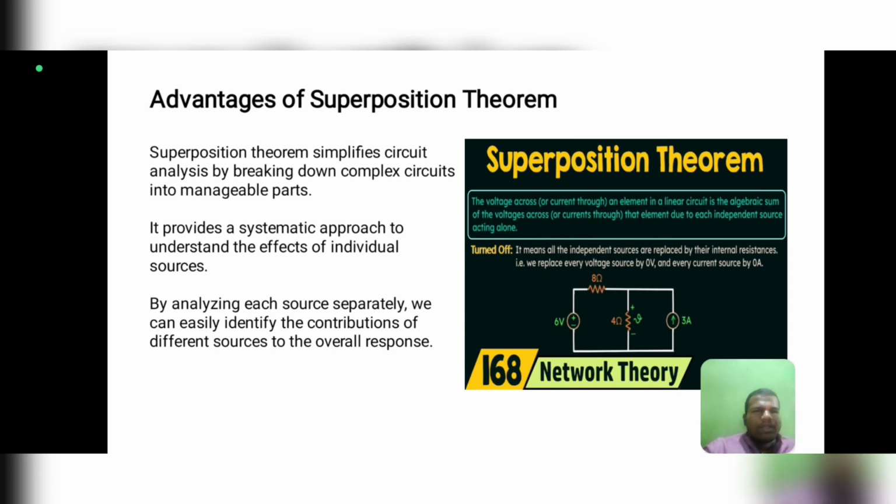Advantages of linear superposition theorem. Superposition theorem simplifies circuit analysis by breaking down complex circuits into manageable parts. It provides a systematic approach to understand the effect of individual sources. By analyzing each source separately, we can easily identify the contribution of different sources to the overall response.